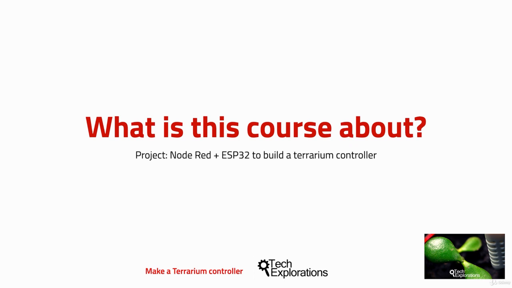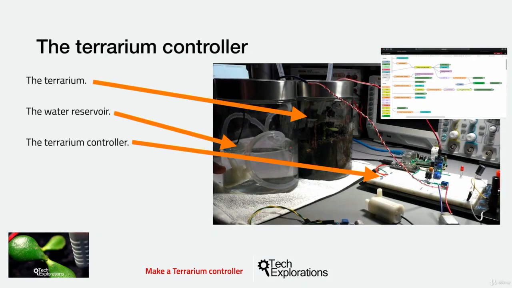In this lecture, I'll talk about the deliverables so that you know what you'll build and the main learning outcomes. I'll also talk about the skills that you will need to have before you begin. Let's start with the project deliverable. By the end of this project, you'll have created a control system for a terrarium.